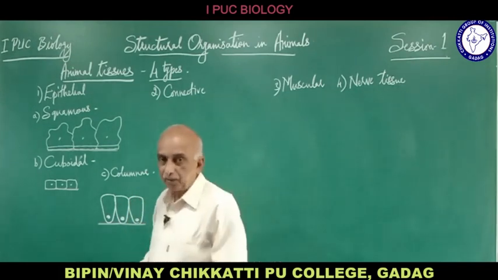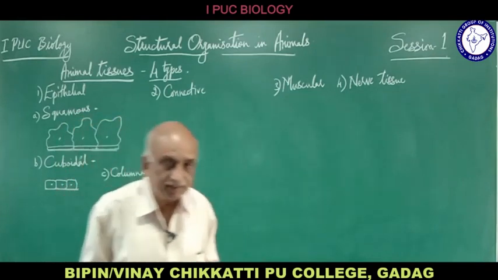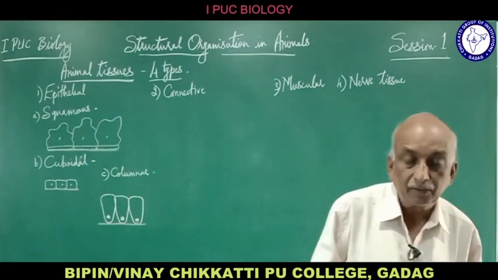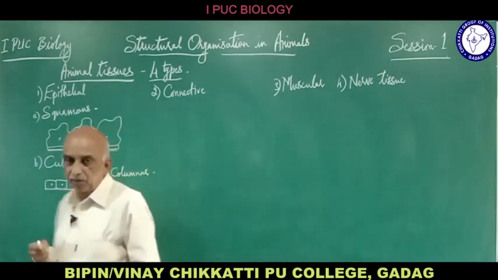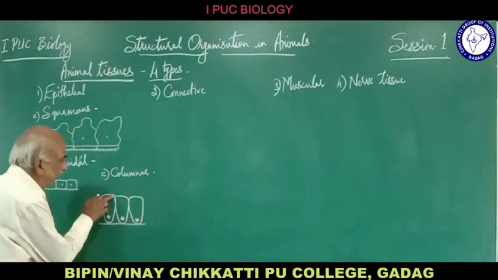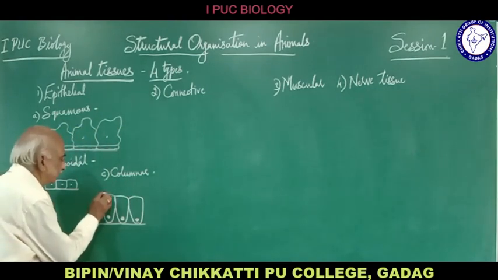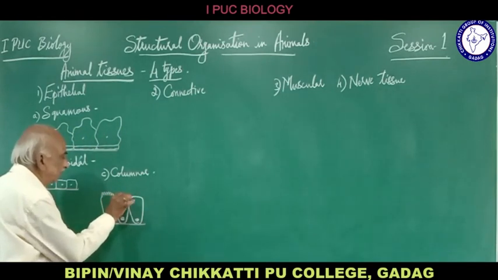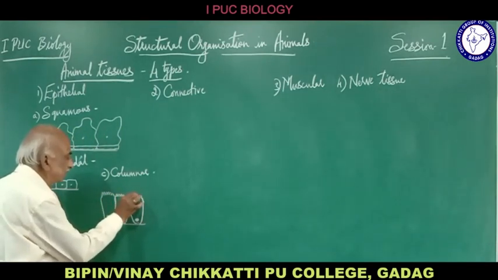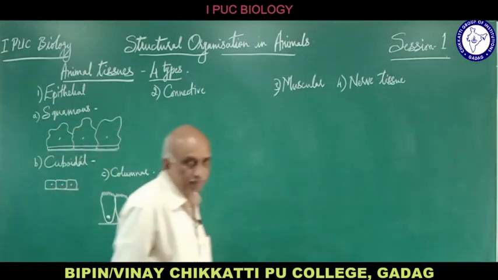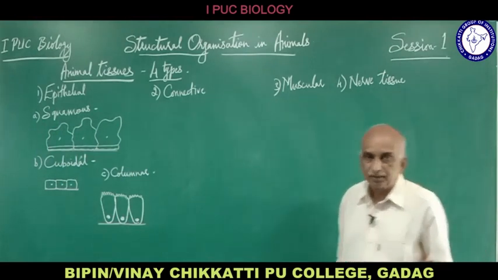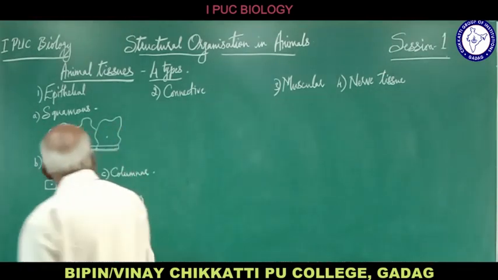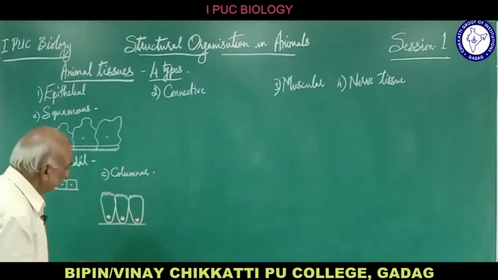The villi, the finger-like projections, are made up of columnar epithelium. And sometimes these columnar epithelial cells have minute finger-like projections called microvilli. These minute projections at the free surface of the cell are called microvilli. The microvilli increase the absorptive surface for absorption in the intestine. That is columnar epithelium, which is present in the intestine.